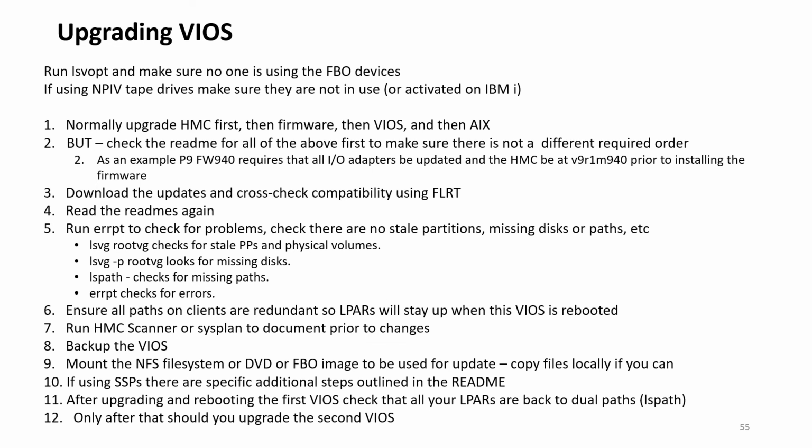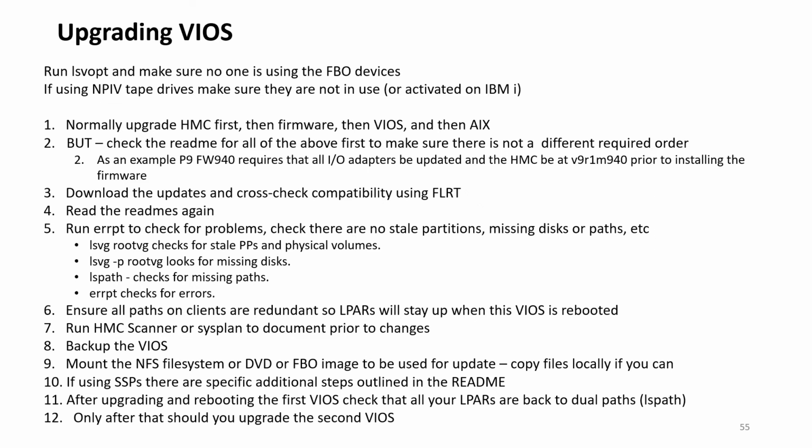I normally upgrade the HMC first, then firmware, then the VIOs, and then AIX. But you need to check the READMEs to make sure that there isn't a different order. The example I'm giving here is for the firmware 940 for the Power 9: you had to update any I/O adapters that were being used for boot before you did the firmware update, and the HMC had to be updated prior to the firmware as well. So just little things to watch for. You need to read those READMEs and cross-reference them.